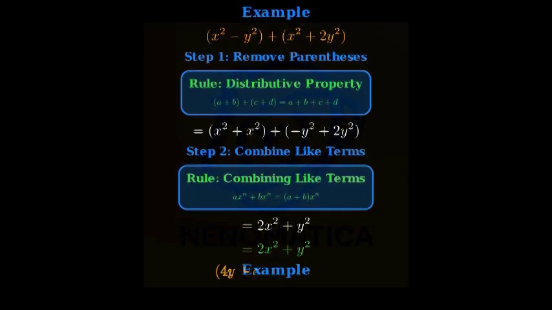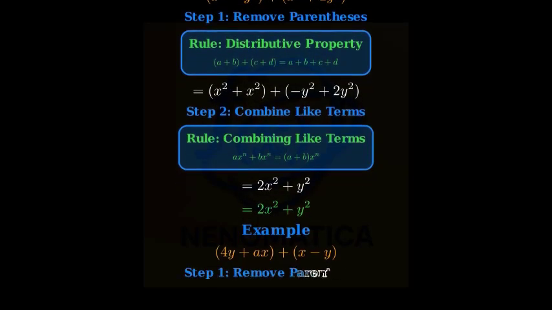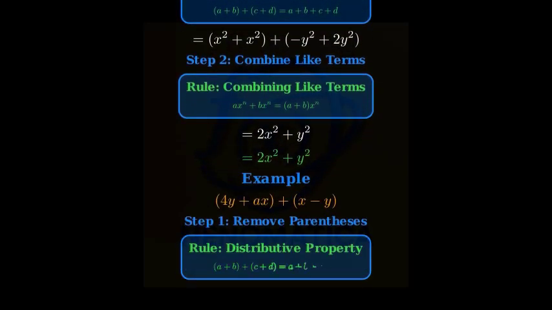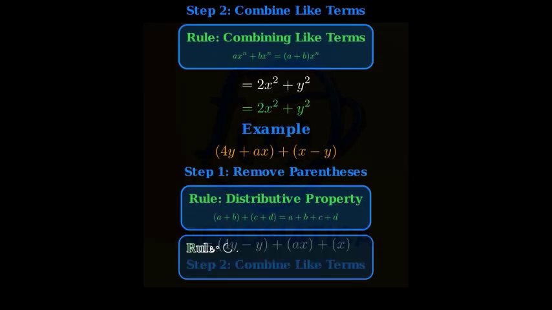We need to simplify (4y plus ax) plus (x minus y). First, we'll use the distributive property to remove the parentheses. This gives us 4y plus ax plus x minus y. Now we need to rearrange and group like terms.